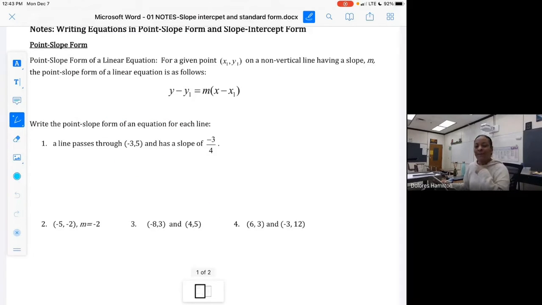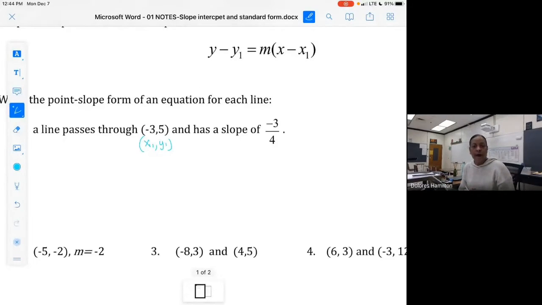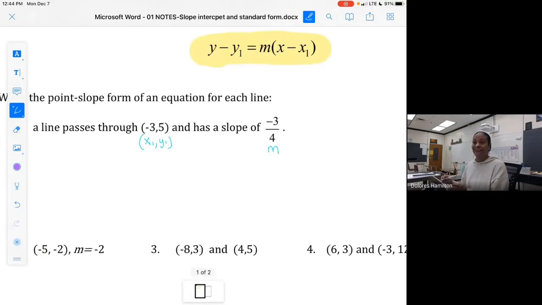I'd like to start us off with a nice friendly problem like 1, for example, where we're asked to find the point slope form of the equation that goes through the point -3, 5 and has a slope of -3/4. When we see that point -3, 5, we should immediately know that's my x1, y1. And they give us the slope is -3/4, so that's my m. We have our equation up there to guide us. We know that the equation will be y minus y1. My y1 in this problem is 5. My x1 is -3, my y1 is 5.